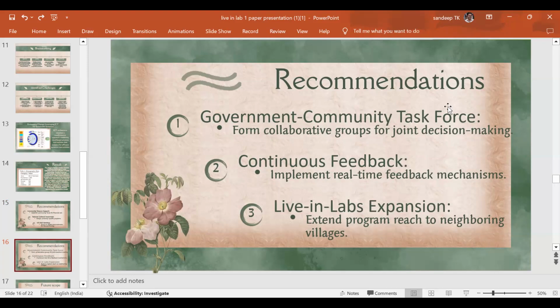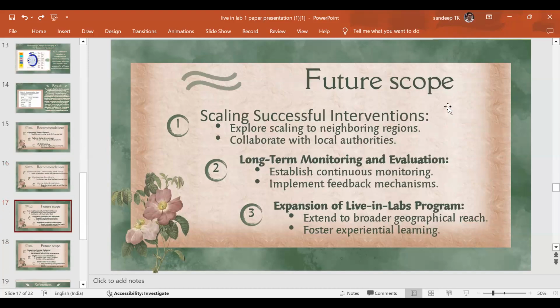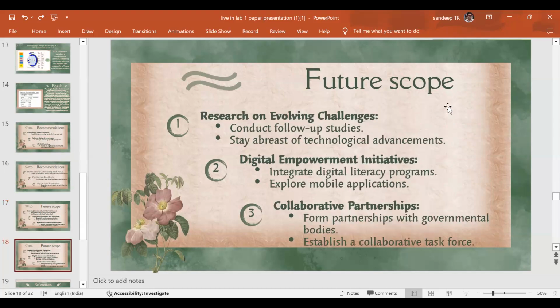So the future scope: scaling successful interventions, exploring scaling to neighboring regions, collaborating with local authorities, and long-term monitoring and evaluation, because monitoring and evaluation is very important to run the program in future periods. And as I mentioned, expansion of the Living Lab program to many other geographical areas.